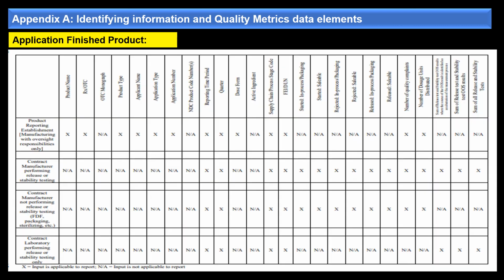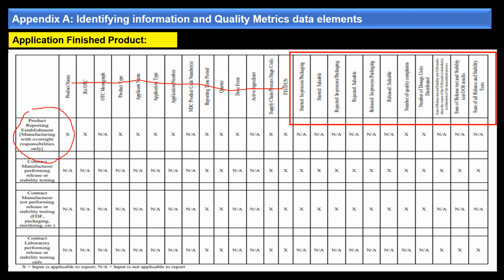As seen in the previous slide, the first subpart is application finished product. So this is just an example of how the data can be. If you look into the details, there's a product reporting establishment with oversight responsibilities only, contract manufacturer performing release or stability testing, contract manufacturer not performing release or stability testing, and contract laboratory performing release or stability testing only.